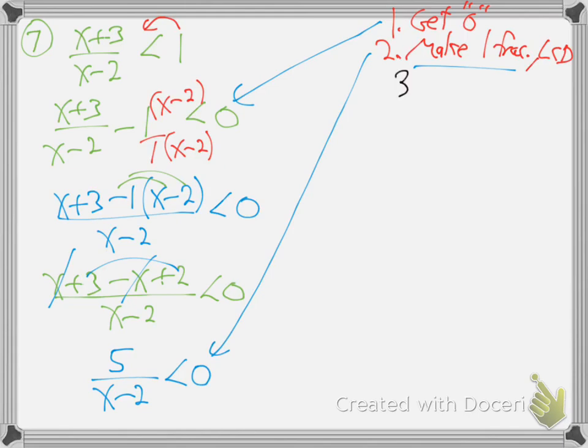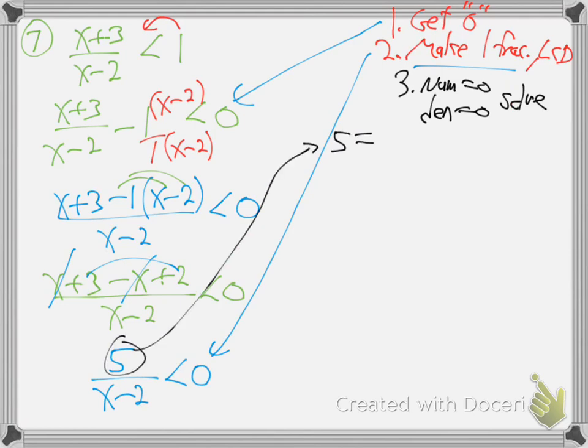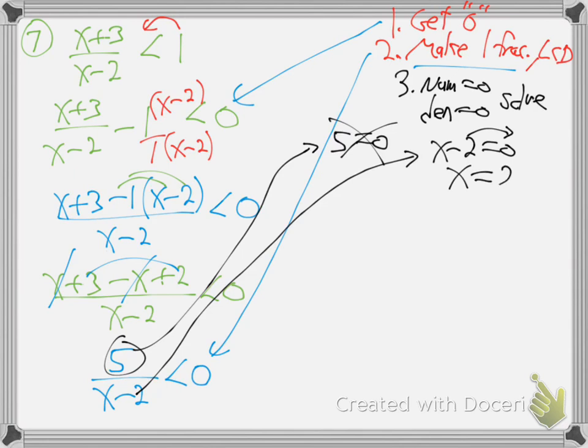Now step 3 is numerator equal to 0, denominator equal to 0, and solve. So the numerator would just be 5 equal to 0. There's no solution there. Denominator would be x - 2 = 0. We can solve that, move it over. x is 2. So x = 2 is the only answer as we go to the number line now.